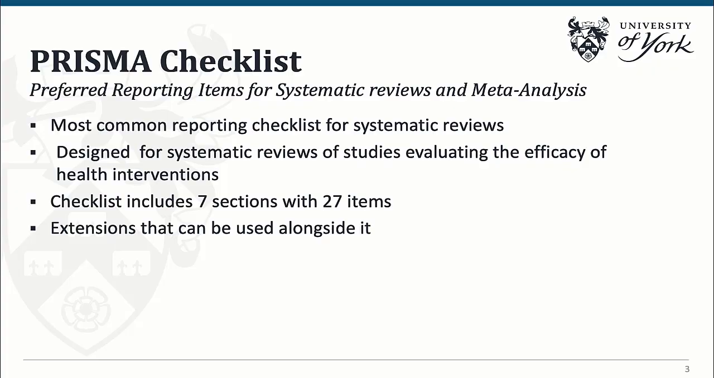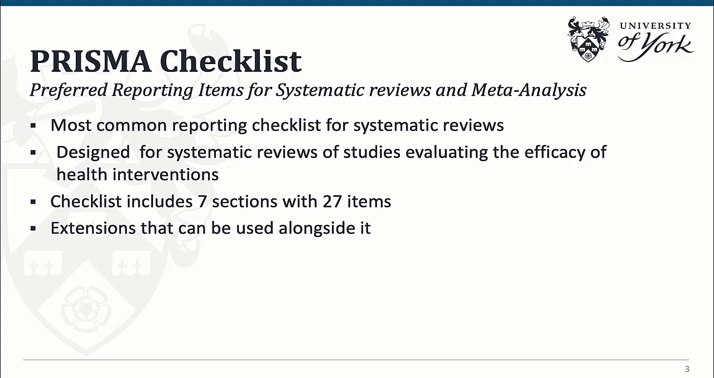As of August 2020, the PRISMA checklist was cited by over 60,000 reports, and it's endorsed for use in almost 200 journals. This means you'll often have to provide a PRISMA checklist when you're submitting your paper to a journal.